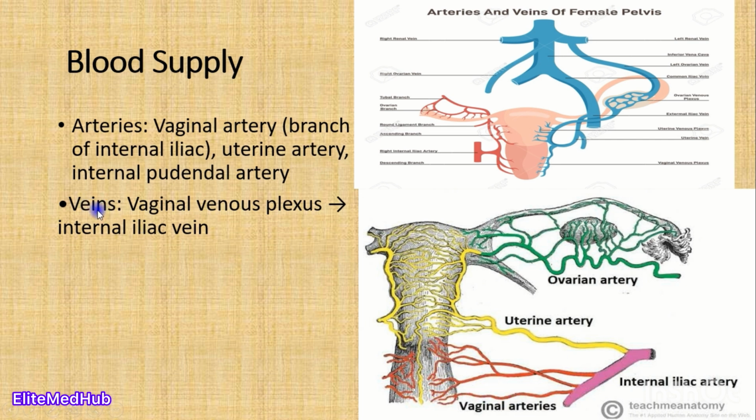So we look at the veins that drain the vagina. The vagina is drained via the vaginal venous plexus through the internal iliac vein. So expect to see the internal iliac vein forming the vaginal venous plexus here, which drains the vagina.